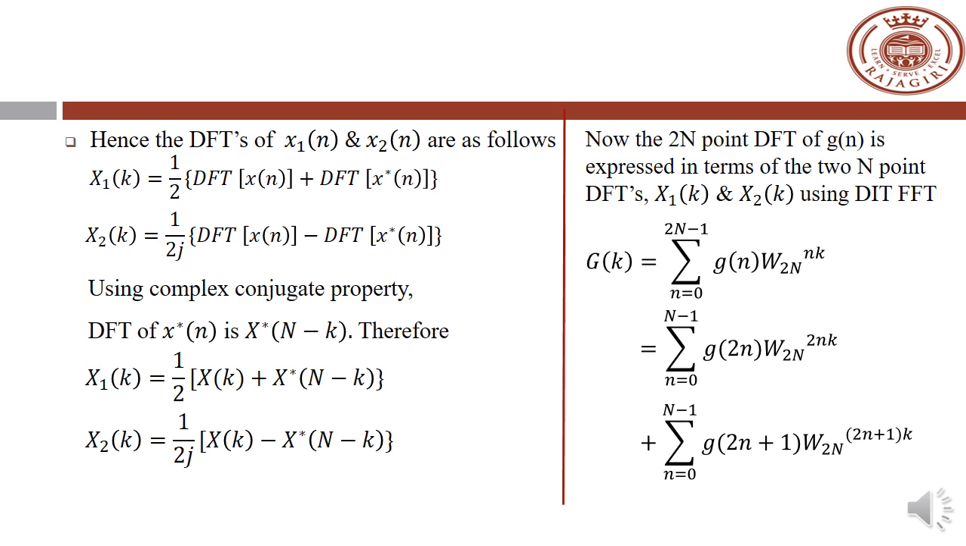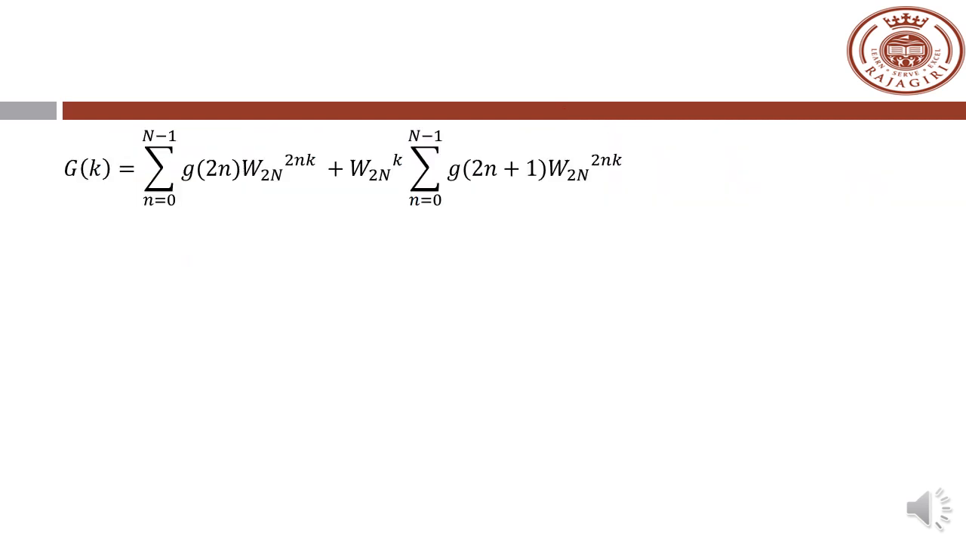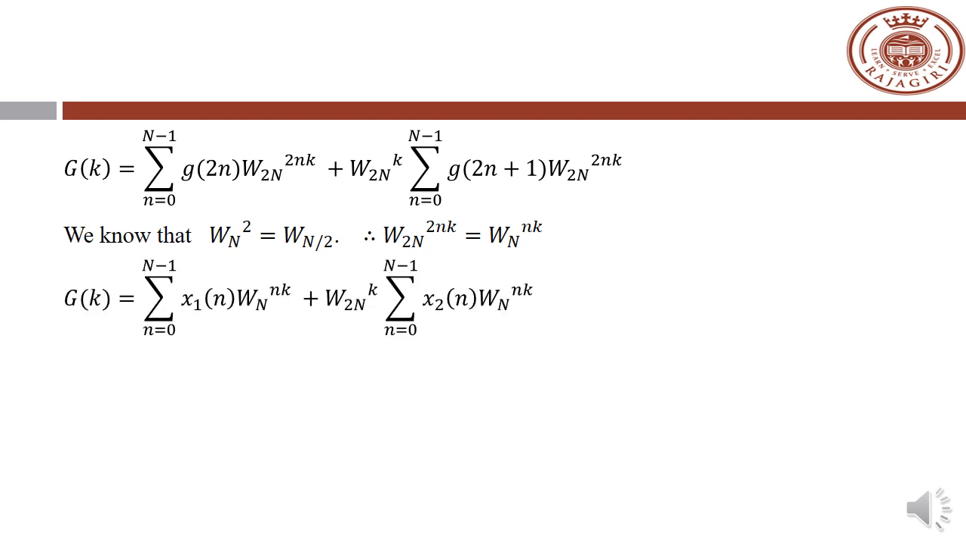Rearranging this second summation, in both these summations we have a term W_2N raised to 2nk. We are going to make a modification for this term. We know that W_N raised to 2 is equal to W_N by 2. So W_2N raised to 2nk becomes W_N raised to nk. Substituting this in the equation for g of k, we get g of k as follows.